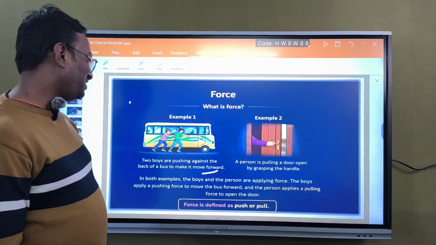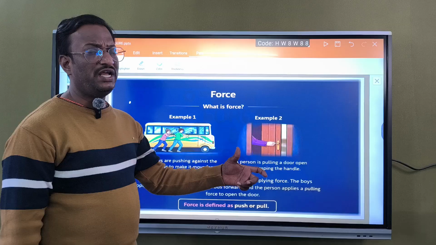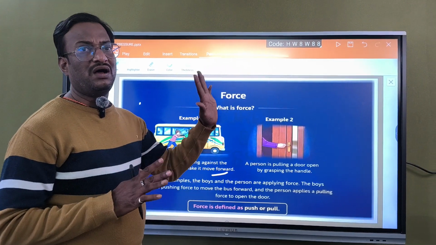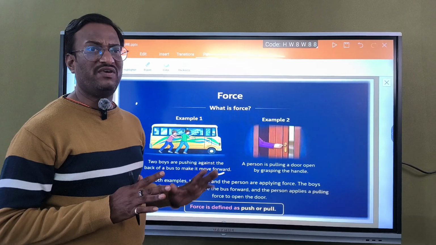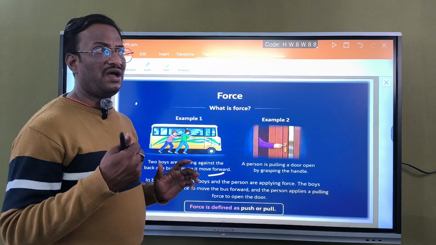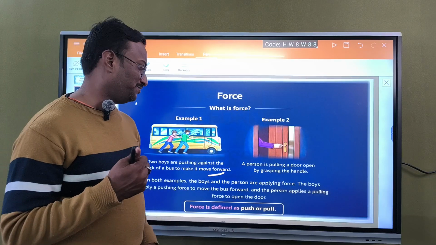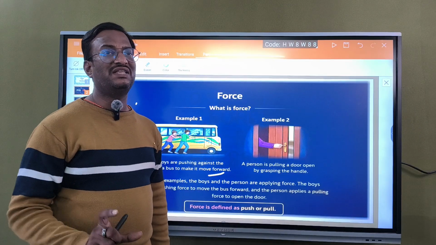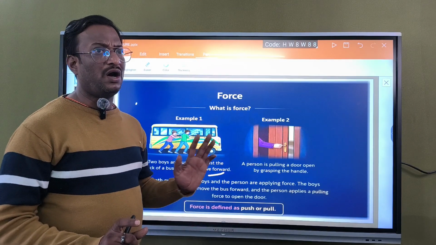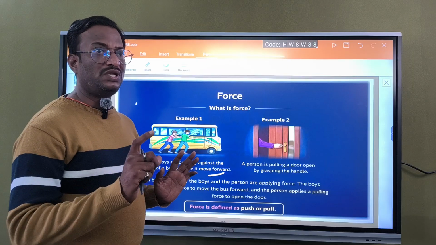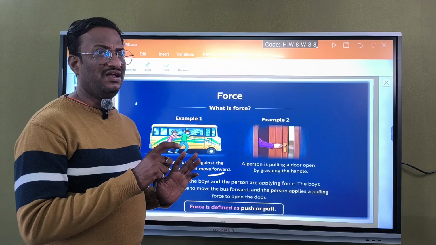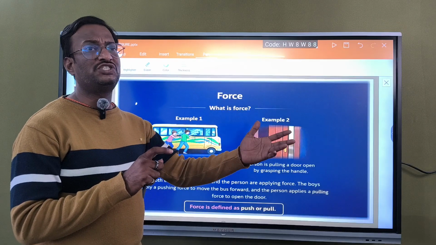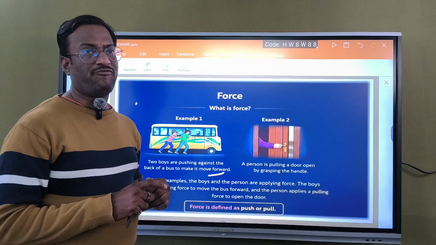So what does it say? The boys are either pushing or pulling to move something, whether it is a bus or a door or whatsoever. So force is defined as a push or a pull. In general, we can say force is a push or a pull, so that when you do this activity, the body's position should change. Then that is said to be a force.